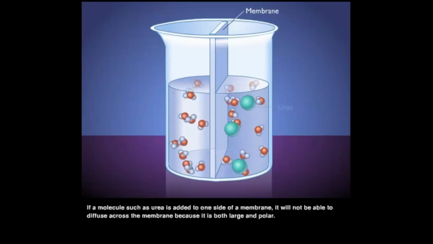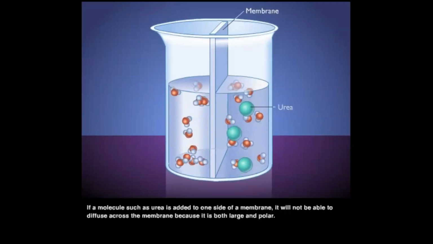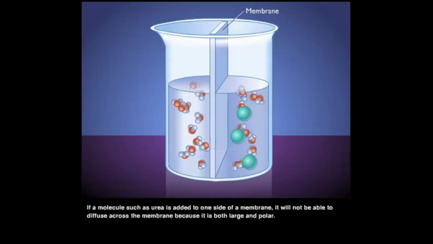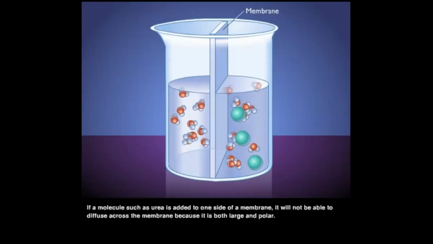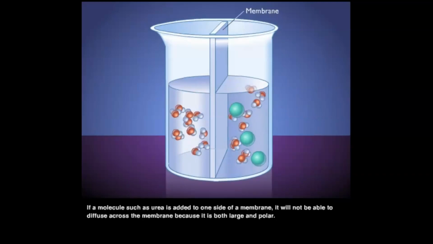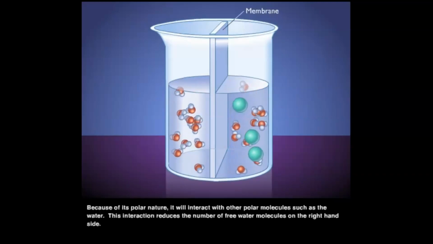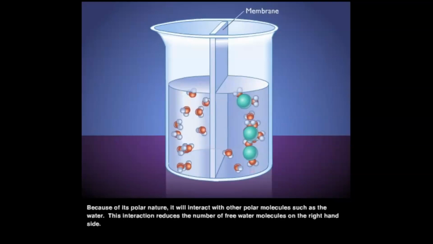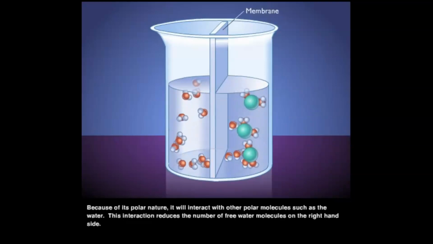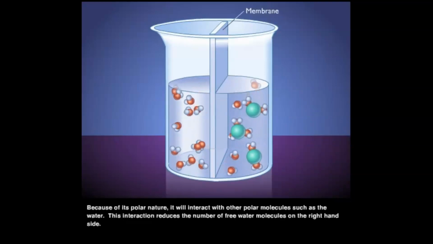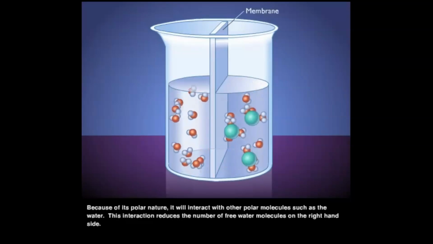If a molecule, such as urea, is added to one side of a membrane, it will not be able to diffuse across the membrane because it is both large and polar. Because of its polar nature, it will interact with other polar molecules, such as the water. This interaction reduces the number of free water molecules on the right-hand side.